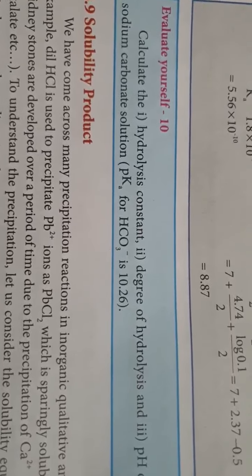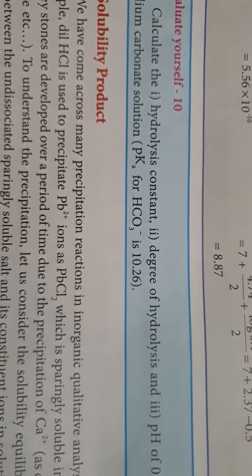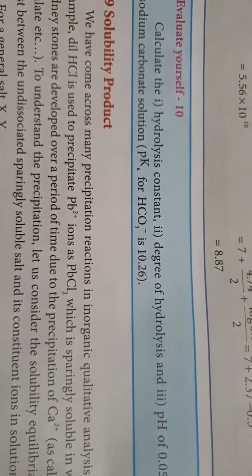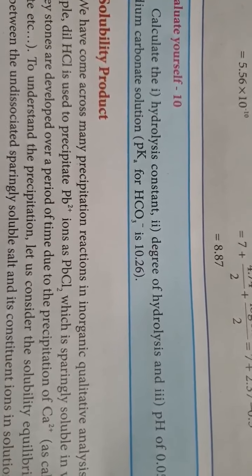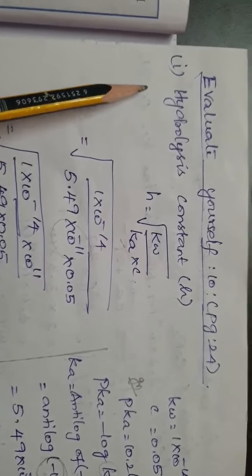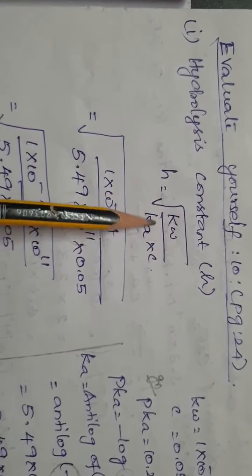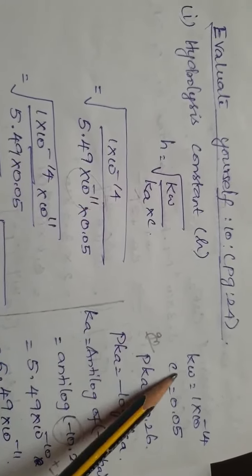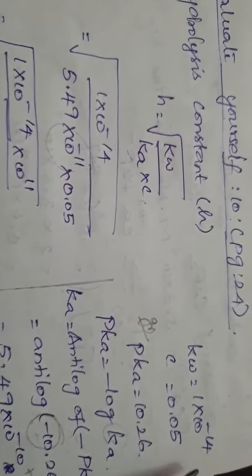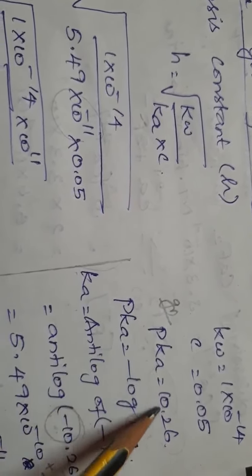Evaluate yourself 10 given on page number 24. Calculate the hydrolysis constant, degree of hydrolysis and pH of 0.05 M sodium carbonate solution. The pKa value for bicarbonate is 10.26. The first subdivision is to calculate the hydrolysis constant: h is equal to the root of Kw by Ka into C. Kw is a constant, the ionization of water, 1 into 10 power minus 14. Then the concentration C is given as 0.05, and the pKa value is 10.26.